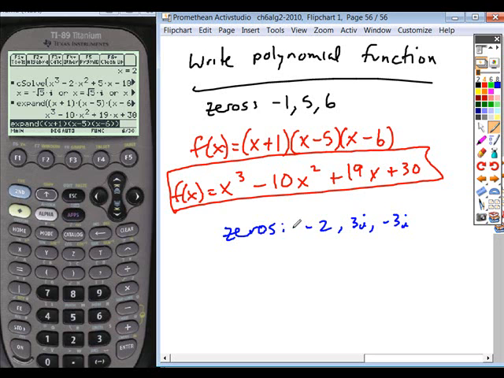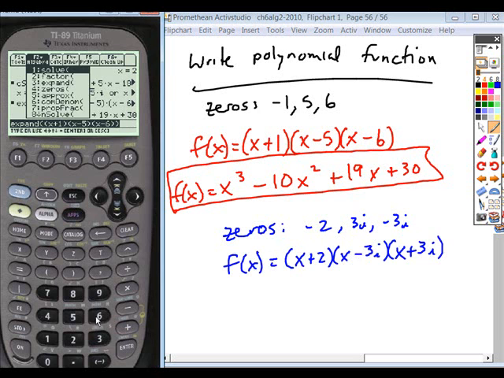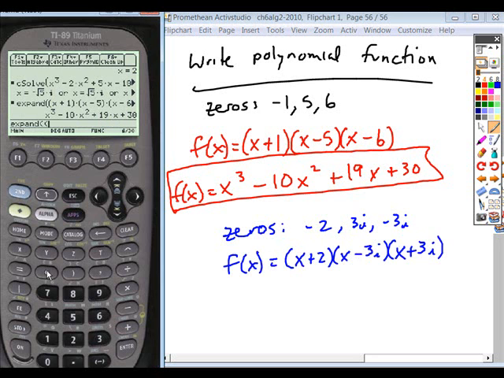Okay, so if you identify the factors that correspond with these, what factor corresponds with the 0 at -2? X plus 2. What about 3i? X minus 3i, and then -3i, x minus a negative, so plus 3i. So here is your function. And once again, when you expand it, you can just enter your factors. So x plus 2.